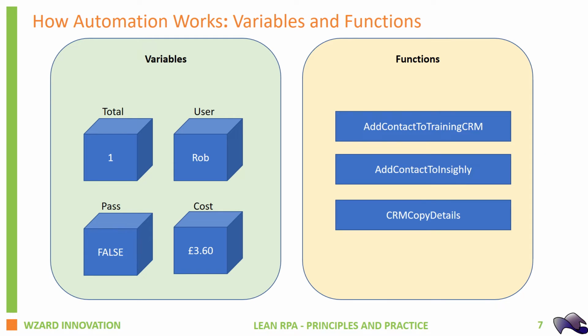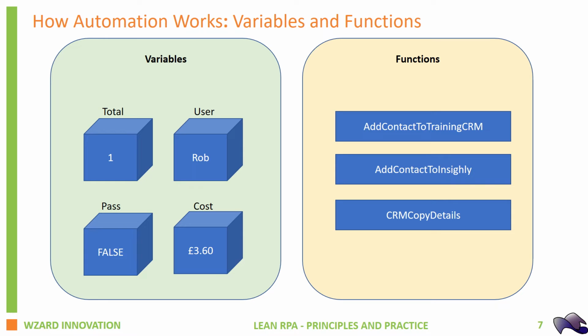Two concepts which are useful to know about before you embark on developing your first automation are variables and functions. There's lots more information you can find out about this online, but just very simply, thinking about variables, imagine a series of boxes. Each of those boxes has a name, and each of those boxes has contents. So the box called user has the contents called Rob.